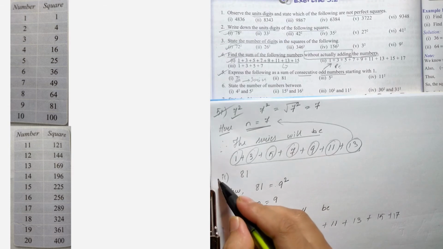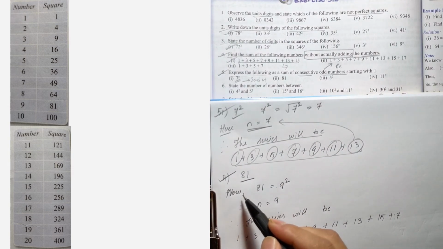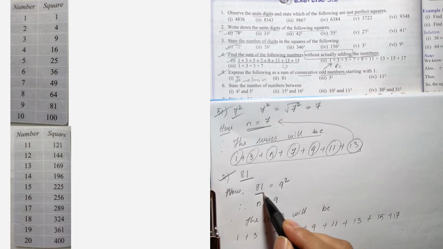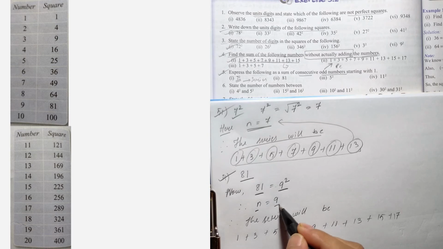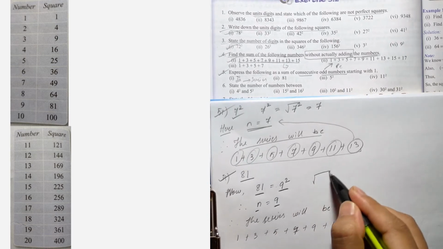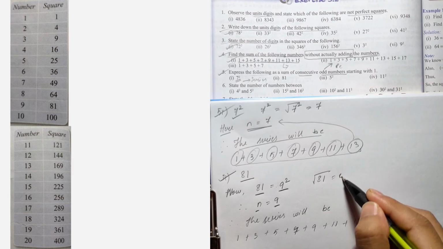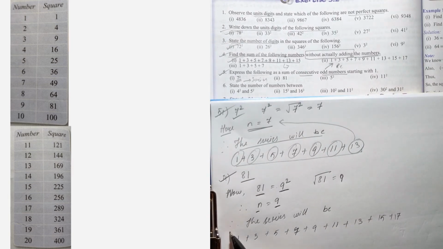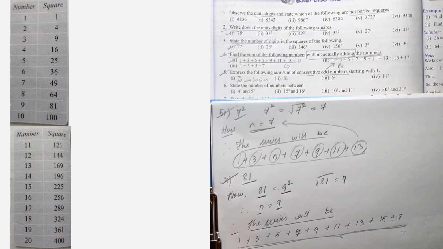Let's look at one more problem, a little different from the first one. 81. Here 81 is equal to 9 square. So n will be equal to 9 because the square root of 81 is 9. Therefore, the series will be this. There should be 9 numbers.